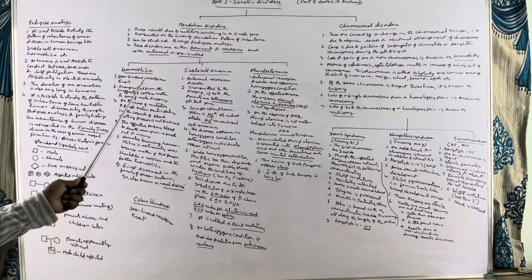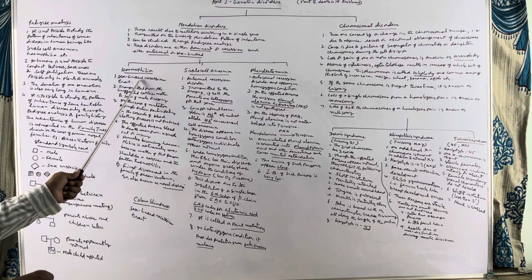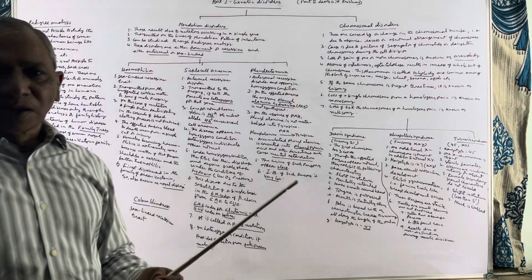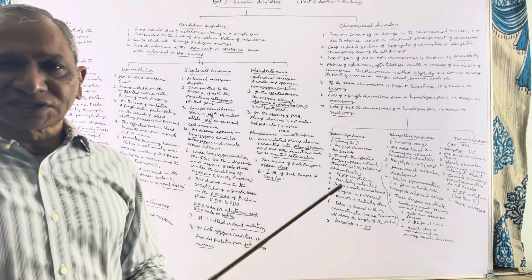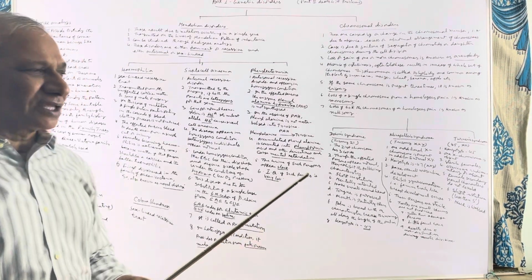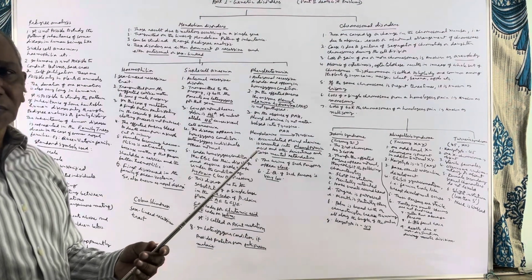First, let us take up haemophilia. Haemophilia is a sex-linked recessive trait. This disease is transmitted through a recessive gene present in the X chromosome. So it is known as sex-linked recessive trait.